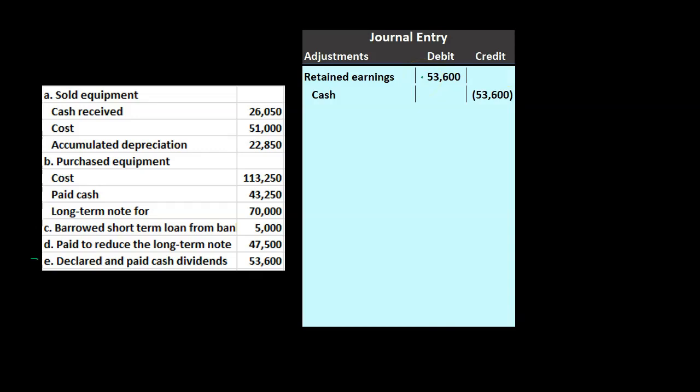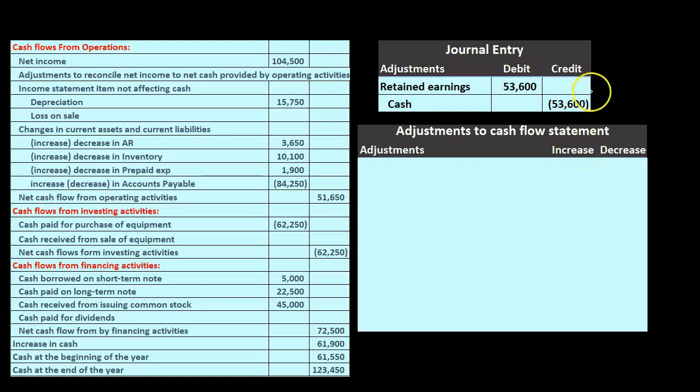This is similar to a withdrawal for a partnership or a sole proprietor. So we gave money from the company to the owners in the form of dividends, cash went down, and we debited the equity account, in this case retained earnings, for a corporation. So what does that do? If we think about that journal entry, what are we going to do to our cash flow statement?